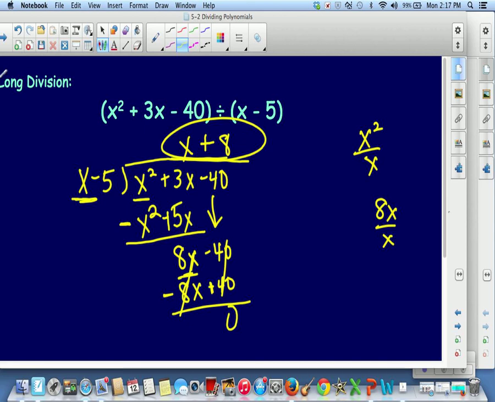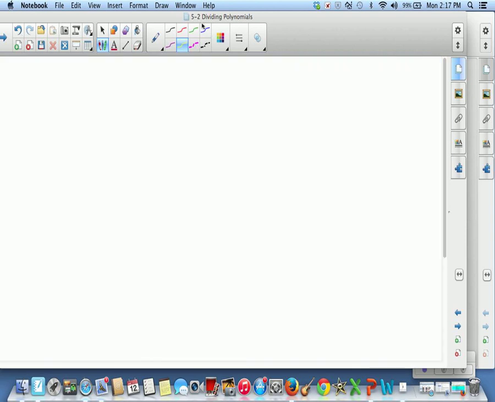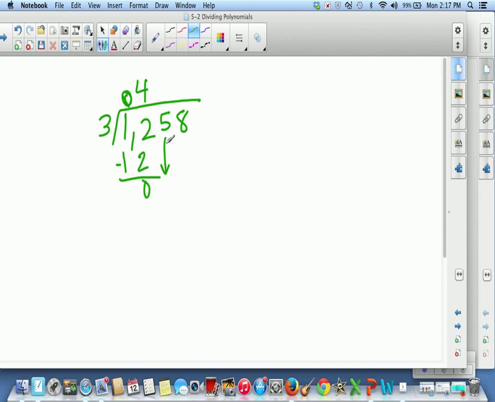So long division comes from dividing long numbers. For example, let's say I have 1,258 divided by 3. 3 does not go into 1, so remember we put our little x there, or a 0 or whatever. 3 goes into 12 4 times, so I take 4 times 3 is 12. We subtract that. That's a 0. I'm going to bring down my 5. 3 goes into 5 once.